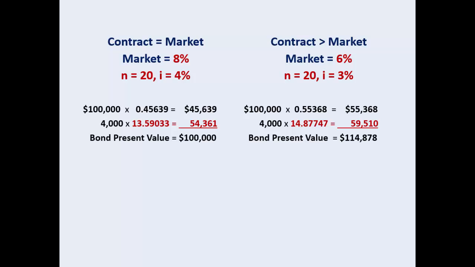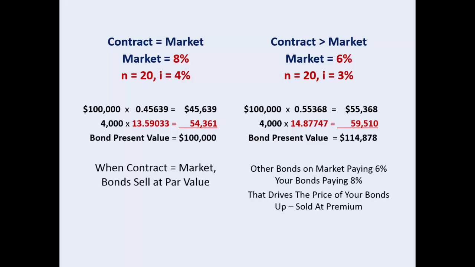But if your contract is higher, that means you're paying more interest, cash interest to investors than other bonds, which increases the selling price. Contract equals market, it sells at par, but you're paying more cash interest, that drives up the price, so you can think stock market demand, but in reality, it all has to do with the present value of future cash flows.